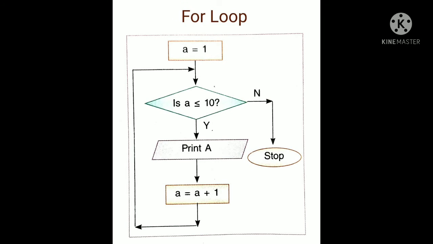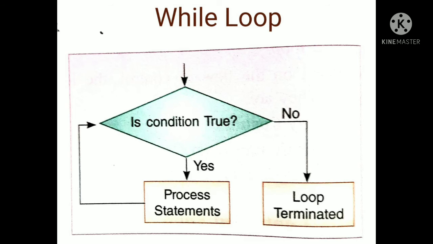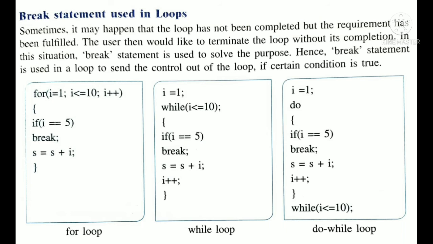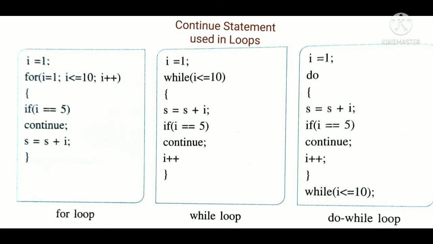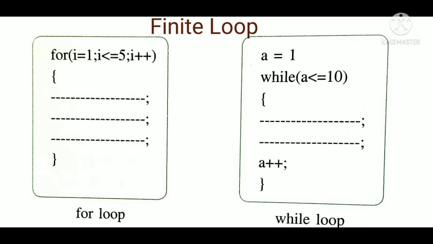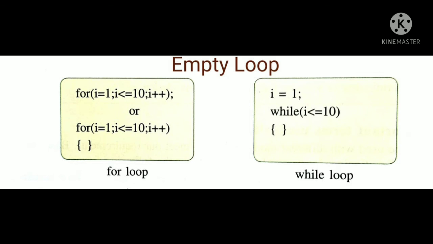Here is a flowchart diagram of the for loop statement, then the while loop. If the condition is true, the process will be executed, otherwise the loop will be terminated. Same for do while: process statement first, then condition, then break statement, for the different for loop, while loop and do while loop. Continue statements are used in loops to continue the execution of the statements. For infinite and finite loops, if you write nothing in the body, just the increment is going on and nothing will be shown on the screen.